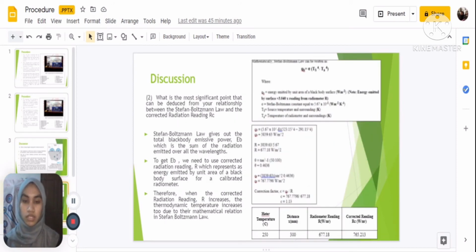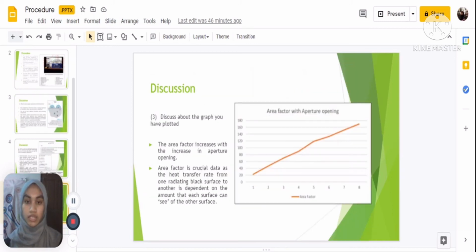The next question is the most significant point that we can deduce from the relationship between the Stefan-Boltzmann law and the corrected radiation reading RC. First, we need to know what the Stefan-Boltzmann law is. It gives that the total blackbody emissive power EB is the sum of the radiation emitted over all the wavelengths. To get the EB, we need to use the corrected radiation reading RC, which is represented as the energy emitted by unit area of a blackbody surface for a calibrated radiometer. Therefore, when the corrected radiation reading RC increases, the thermodynamic temperature increases too, due to the mathematical relation of the Stefan-Boltzmann law.